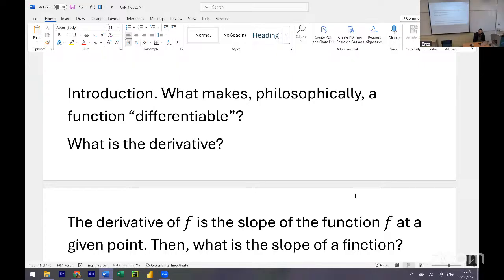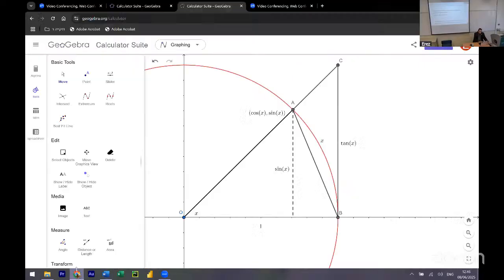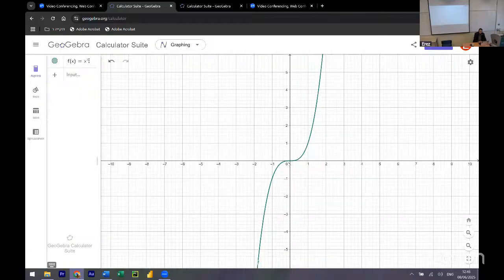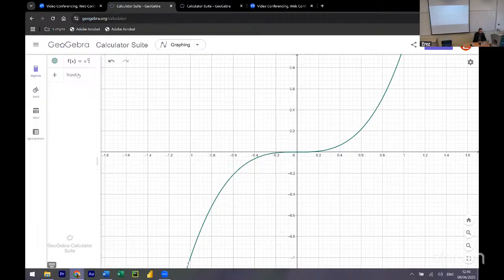I'm hinting at it. Okay, I'll stop hinting and I'll show you. I'll show you a few functions, not the definition yet. Look at x cubed. Is that function differentiable? Yeah. Okay. Look at the absolute value of x. Is that function differentiable?